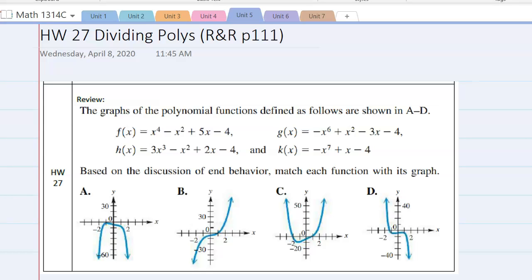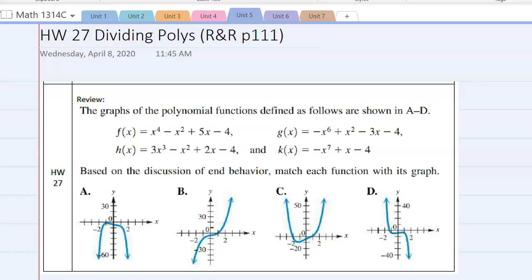This video will cover the review and reflect for the topic dividing polynomials. For the review, we are asked to match polynomial equations with their graphs. To do this, use your knowledge about the end behaviors of polynomials.